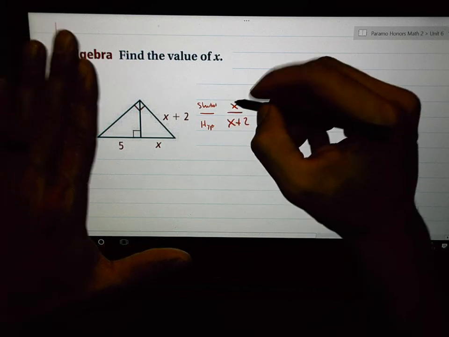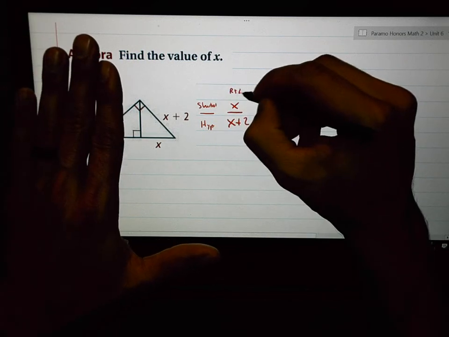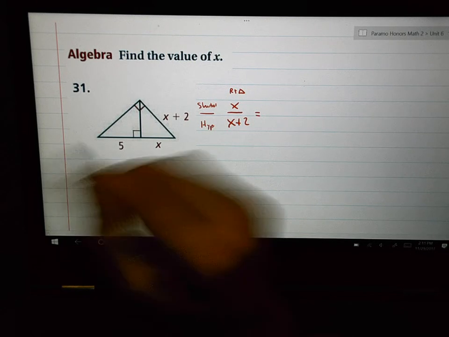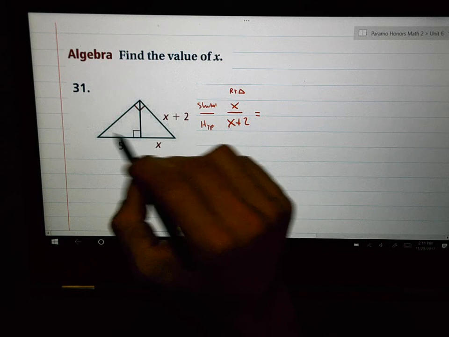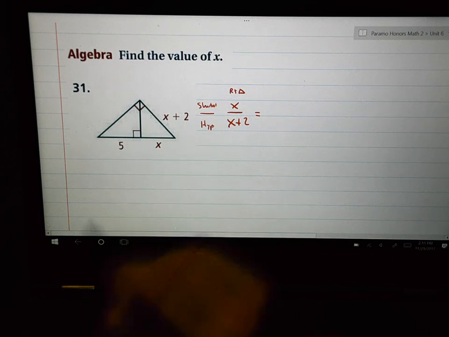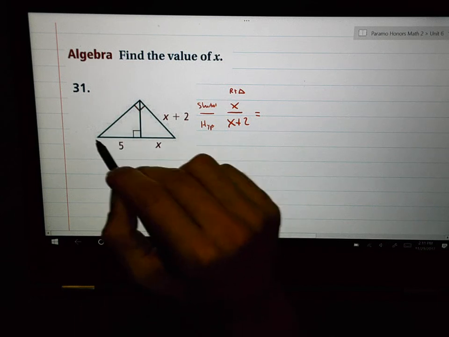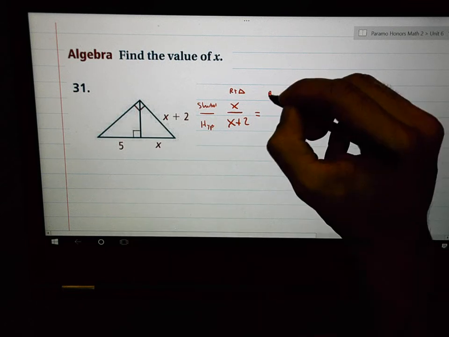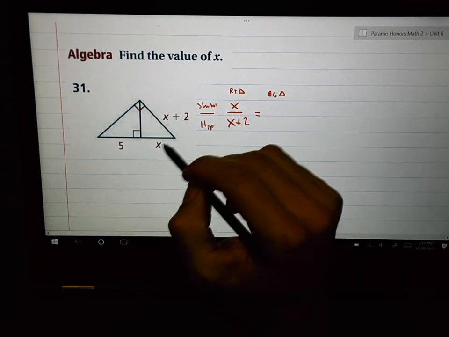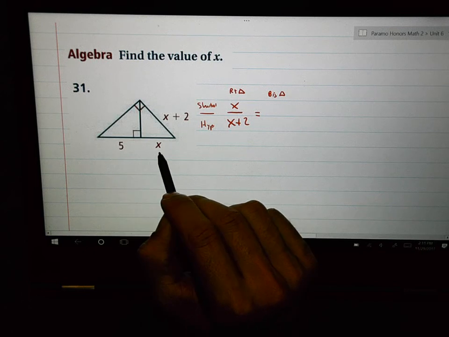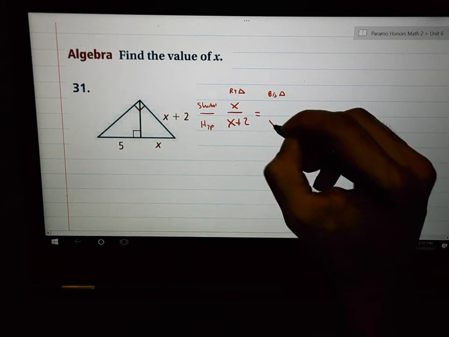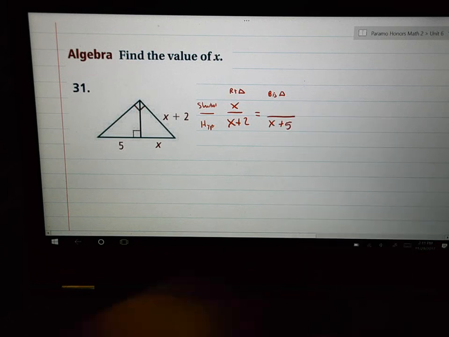And I'm using the right triangle. Now what do I need? I need a hypotenuse that I know. Do I know the hypotenuse of the left triangle? Nope. I do know the hypotenuse of the big triangle, though. Let's use the big triangle. The hypotenuse of the big triangle is not 5 and it's not x. If I want to add these distances together, it is x plus 5. That's what the denominator needs to be.